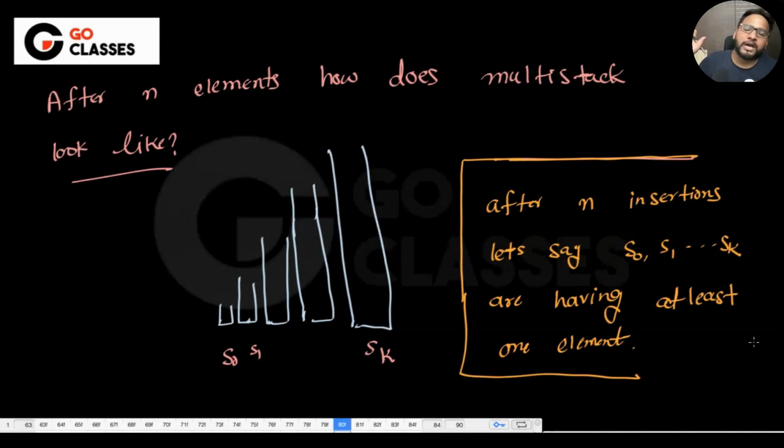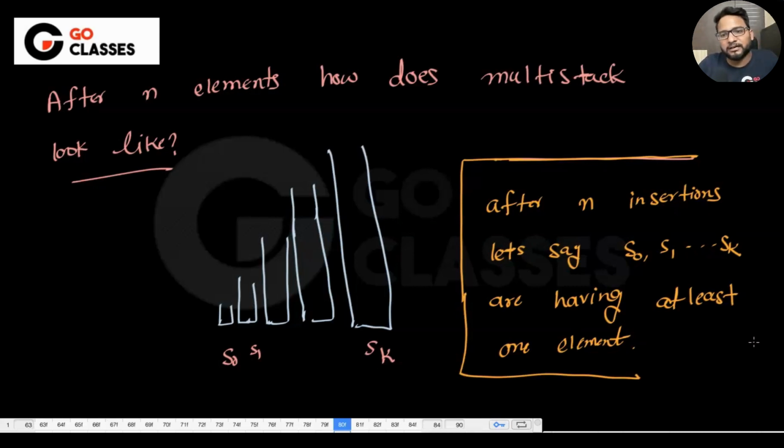The value of k. I'm not worrying about the value of k. I'm just saying that there are some k stacks which are full. Sorry, not full. Don't pay attention to this word full. So basically, there are k stacks which are having at least one element. Is this statement okay to everyone, or is there some problem with this statement? Can I write this kind of a statement? I think we can definitely write it, right? I'm not claiming the value of k. We will see whether we can claim it or not.